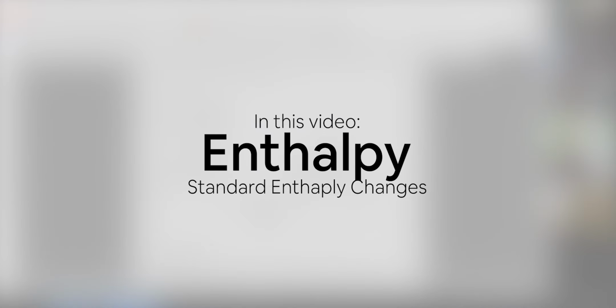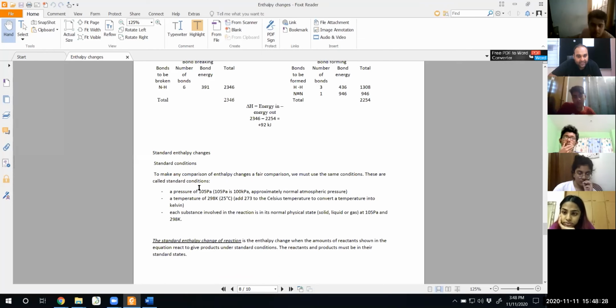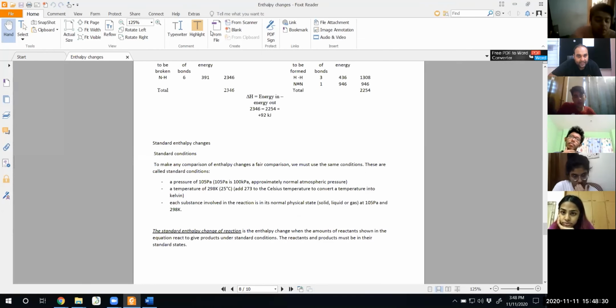Whatever we studied till now is O levels. So now we'll start from the A levels part. Standard enthalpy changes, standard conditions. So what are the standard conditions?